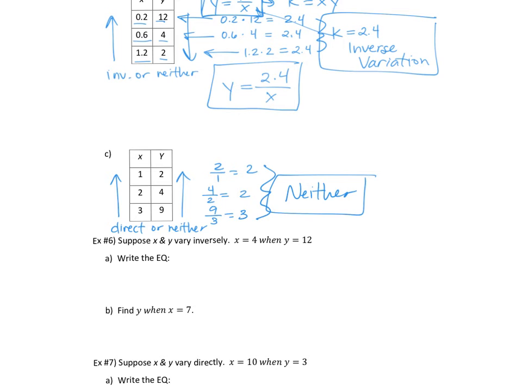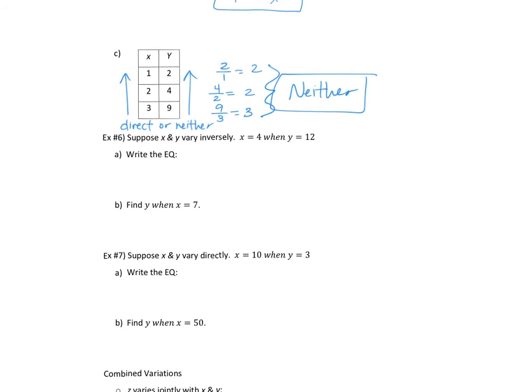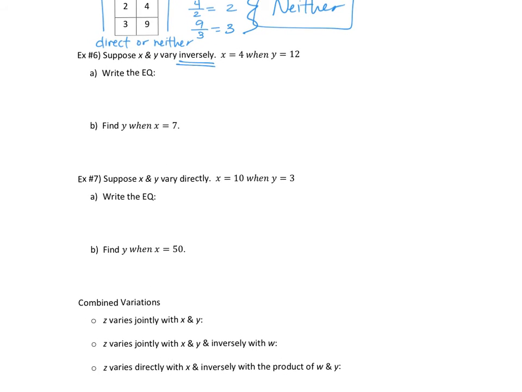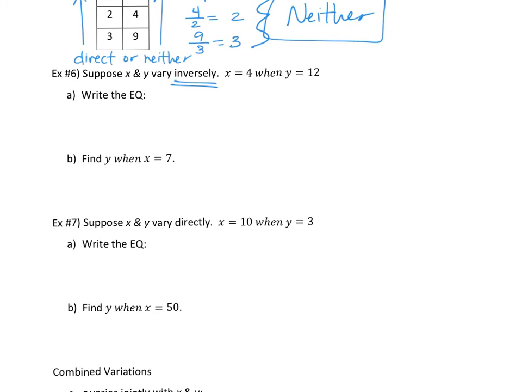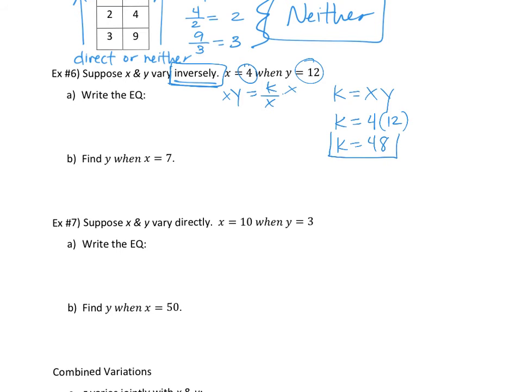Okay, so let's try this. It says, suppose x and y vary inversely. Okay, x equals 4 when y equals 12. What would our equation for that be? So we know inverse variation is y equals k over x. Okay, and we know that to solve for k, we have to multiply by x. So our k is always x times y in inverse variation. So take our x and our y and drop them in. k equals 4 times 12, so k is 48.